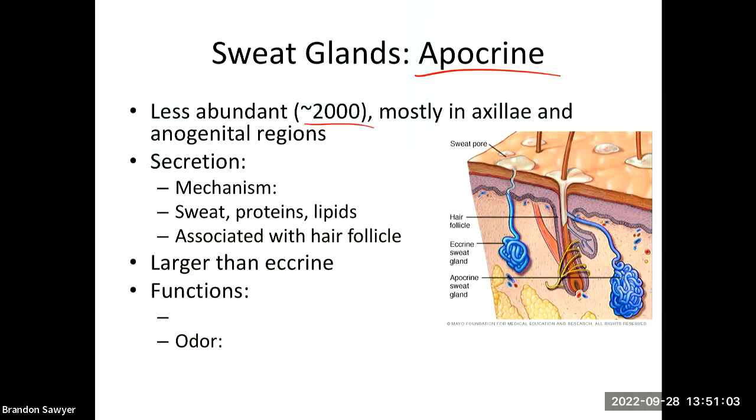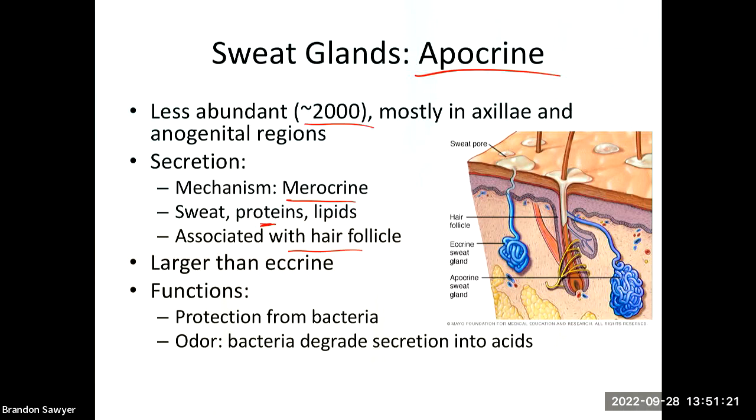Their secretion mechanism is merocrine as well, but they don't just release water. That sweat also includes some proteins and some lipids, and these glands are associated with hair follicles. Their function is to protect from bacteria. But this is where body odor comes from for the most part, because the bacteria on our skin degrade the proteins they secrete, and part of the byproduct of that bacteria eating the protein is some smelly gases. So most body odor comes from these apocrine glands.